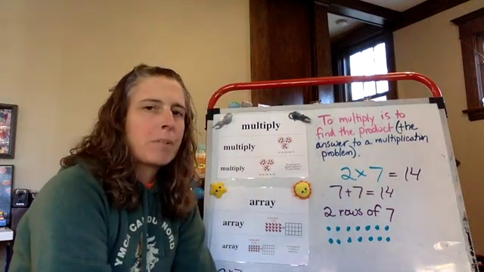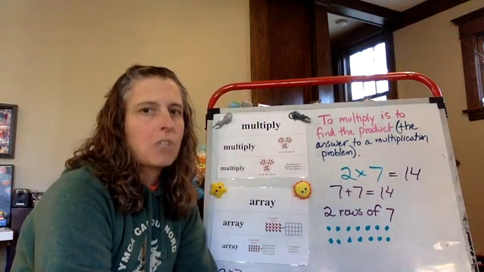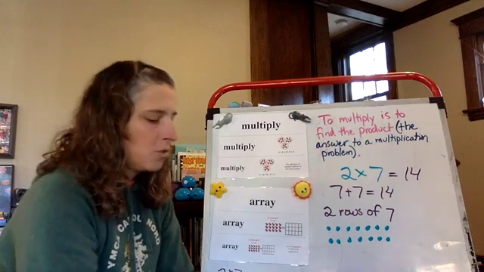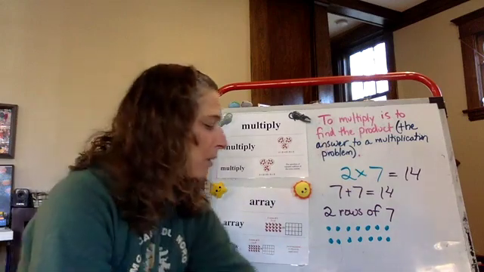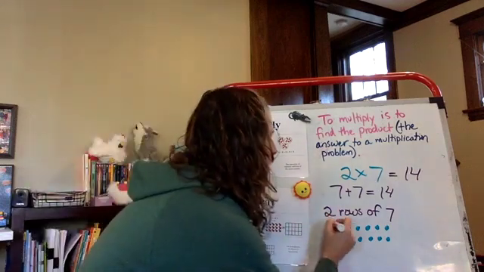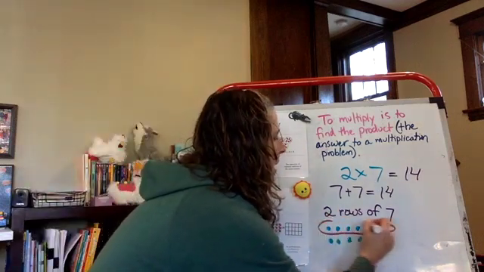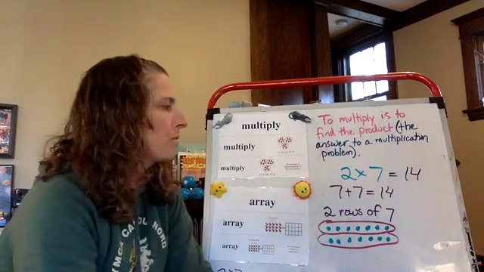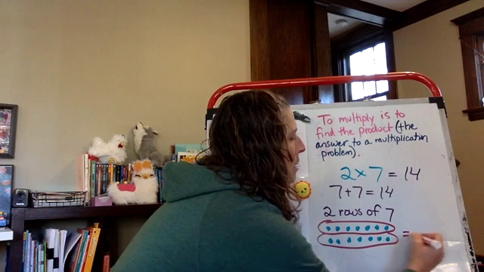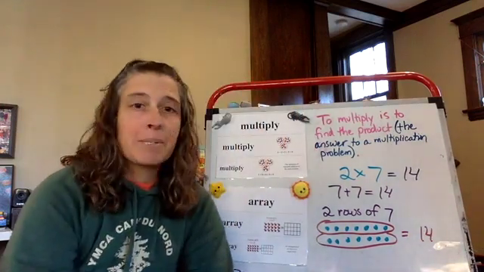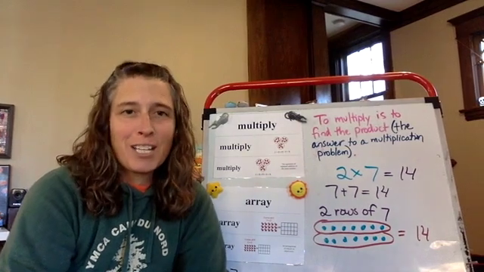And remember, the purpose of an array is to line up those rows and columns really neatly, so you can tell what groups they belong to. So here are our 2 rows of 7. You would be able to easily count these 2 groups, or 2 rows of 7, and show that it would equal 14. So today your job is going to be working on drawing some arrays.